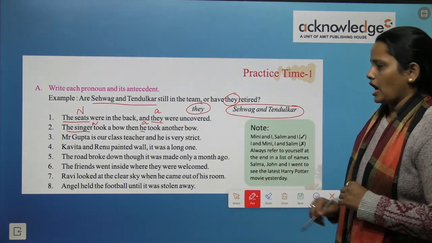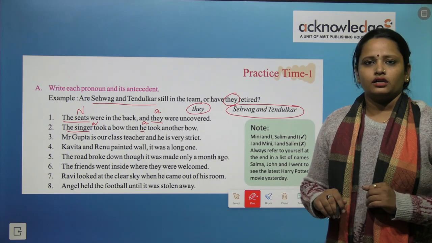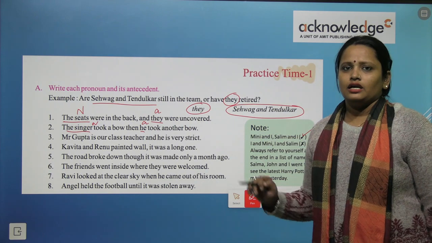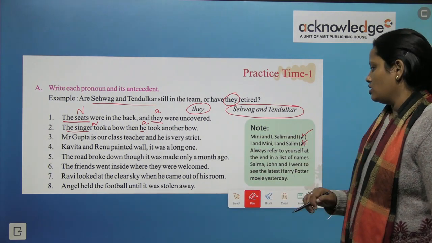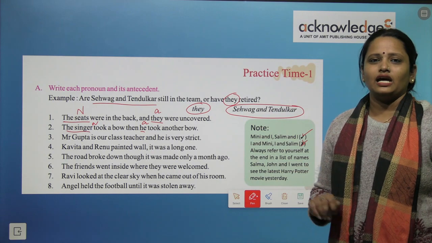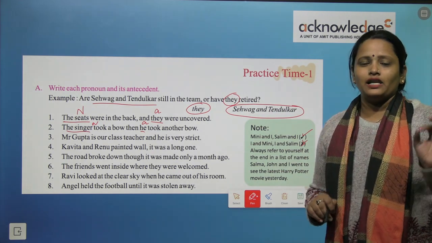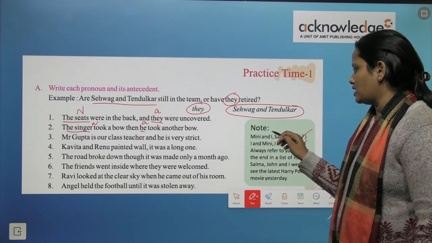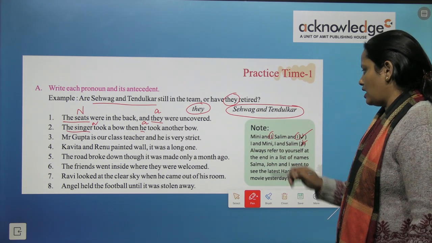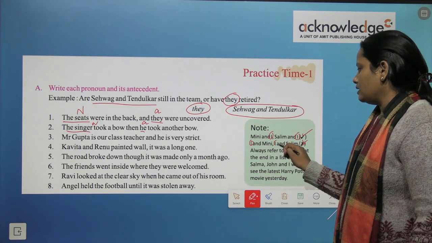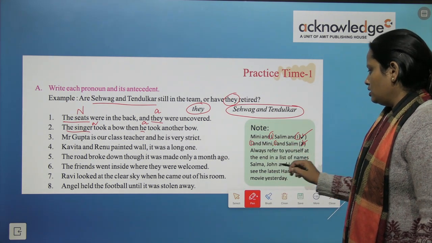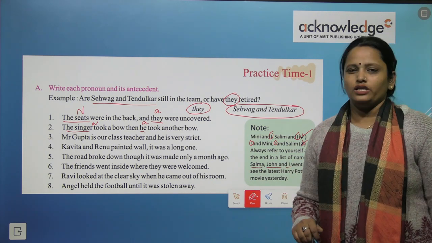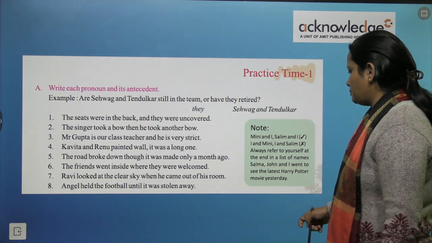Now, Minnie and I, Salim and I. Here we can see it is marked as correct. I and Minnie, I and Salim. This is wrong. So always refer to yourself at the end of the list. So जो भी लिस्ट है फ्रेंड्स की, उसमें आपका नाम सबसे लास्ट में होना चाहिए. जैसे कि मिनी के साथ आई, सलीम के बाद आई आ रहा है. आई को पहले कभी भी नहीं लिखना है. Salma, John and I went to see the latest Harry Potter movie yesterday. So this you have to keep in mind.